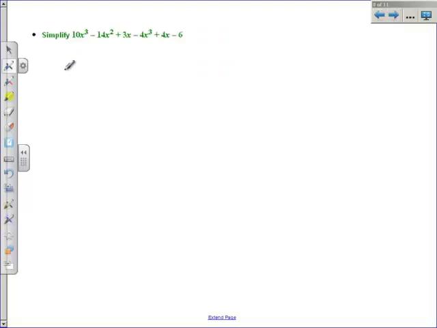Alright, let's do some simplification. This is like term practice. Really, really hard. Let's take a look at all of our x cubes and add those together. I have a 10x cubed and a minus 4x cubed, so that's 6x cubed. Mark those off since I've already done them.